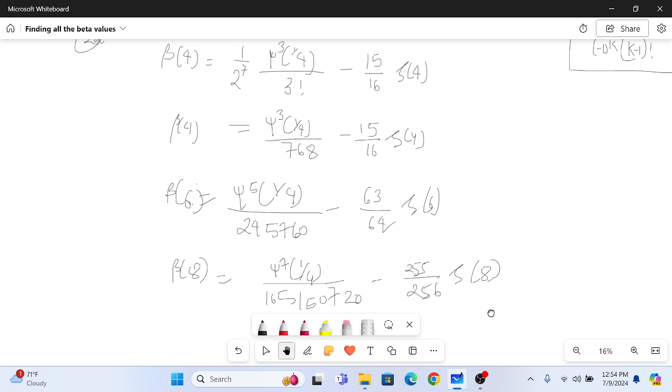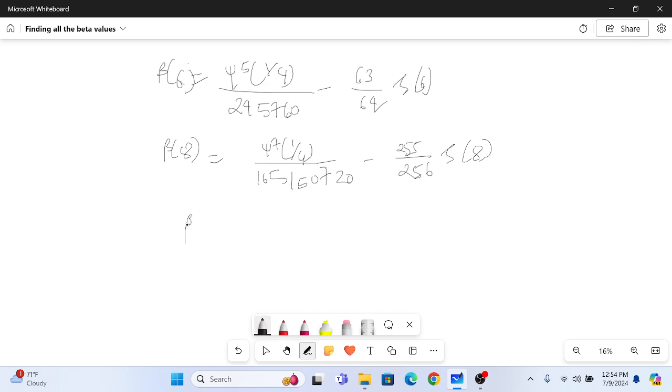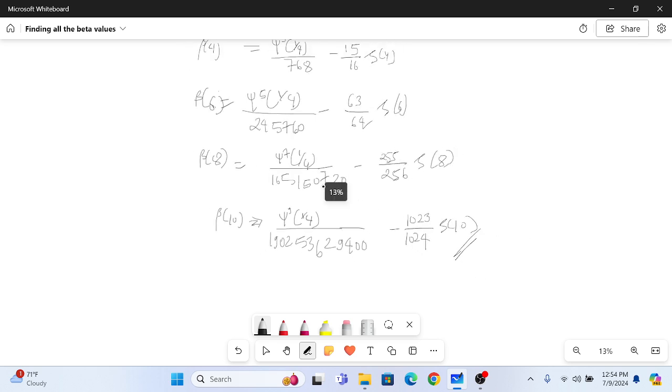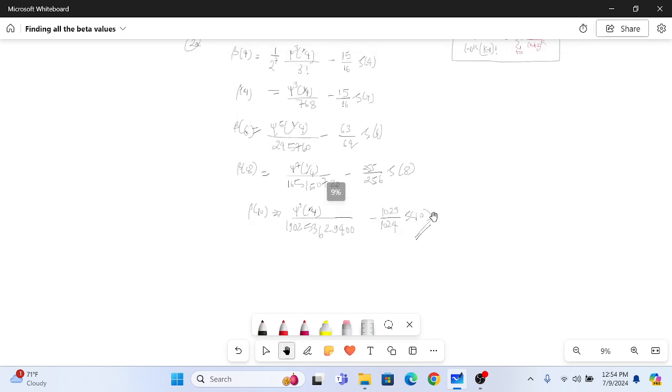Yes. Similarly, beta of 10, this is the last one I'm going to do. I'm going to tell the answer of. So this will be ninth derivative of digamma function at 1 by 4 divided by 19025362940 minus 1023 by 1024 zeta of 10. Okay, so we found out 5 beta values for even numbers.